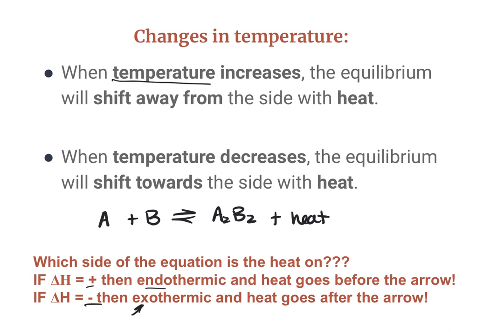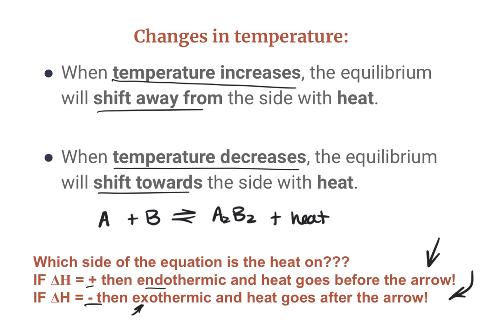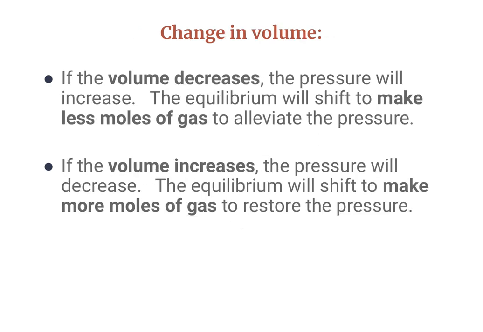So if I were to increase the temperature of this system, so if I were to make this hotter, it will shift away from the side where the heat is. I don't want to keep making more heat if I'm increasing the temperature, so we would shift away from the side where the heat is. If, however, I decrease the temperature, then, because it's getting colder, I want to make more heat to re-equilibrate it, and I'm going to shift towards the side with heat, okay? So also keep in mind this information. Make sure that you know those endothermic and exothermic differences.